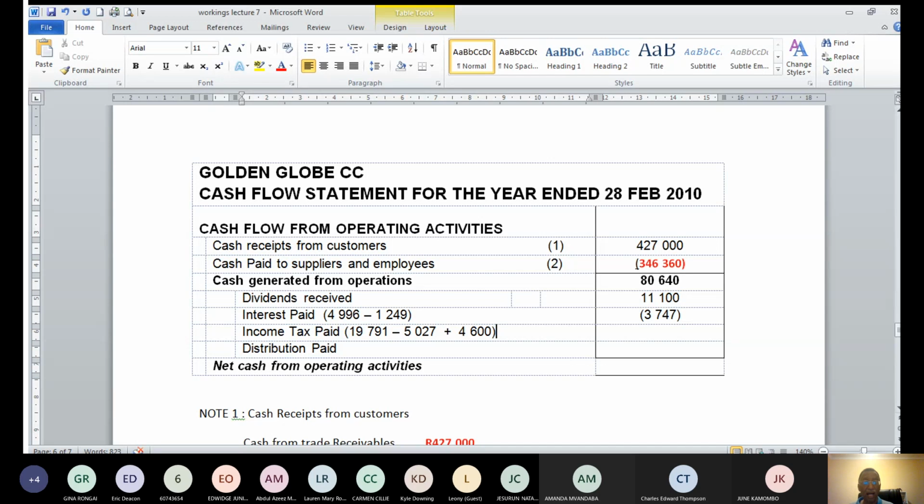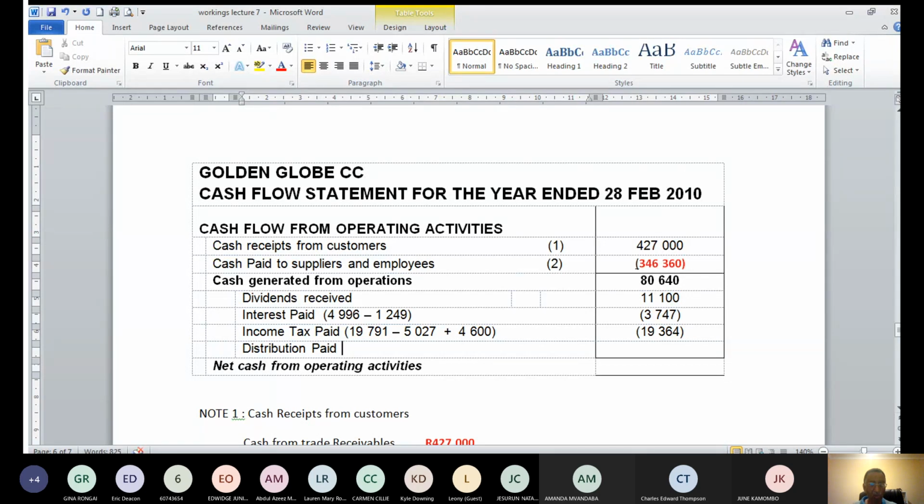So if you want to know how much did you pay for your tax, you're supposed to pay 19,791. You subtract the 5,027 that you still owe at the end of the year, plus the 4,600 that you owed at the beginning of the year. So your income tax that you have paid is the amount of 19,364. That is the amount of income tax paid.